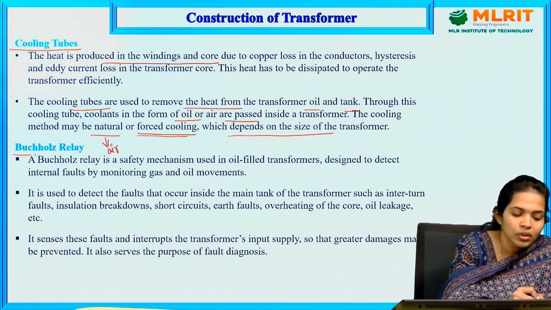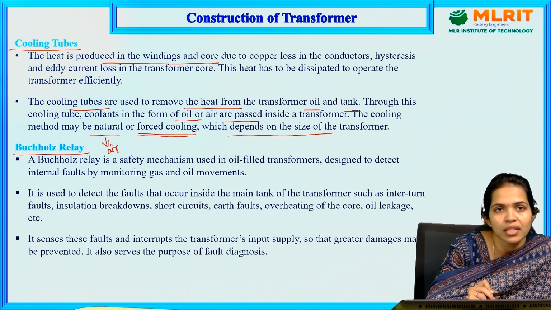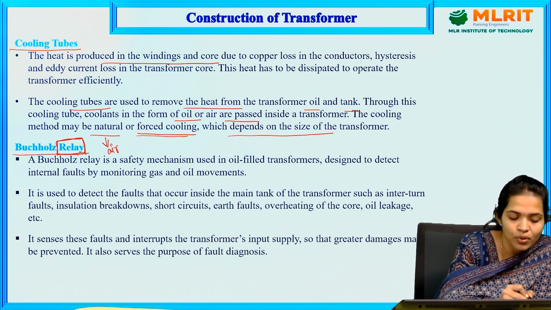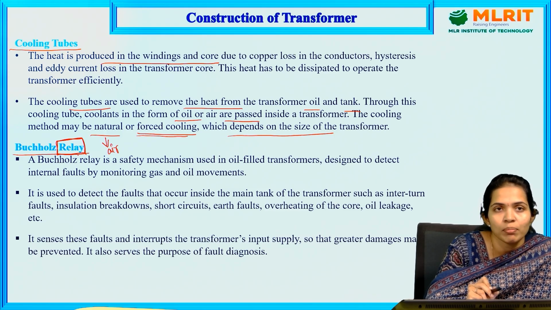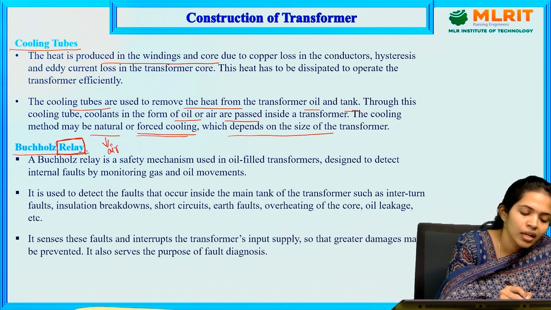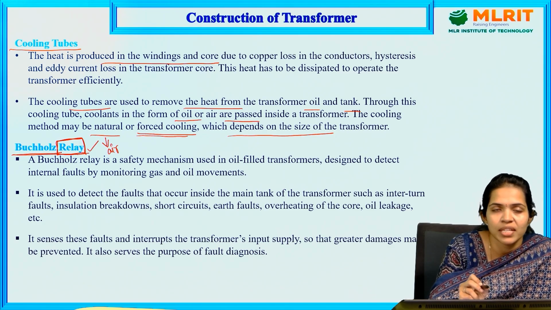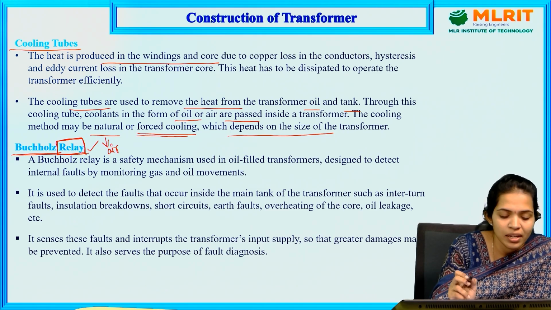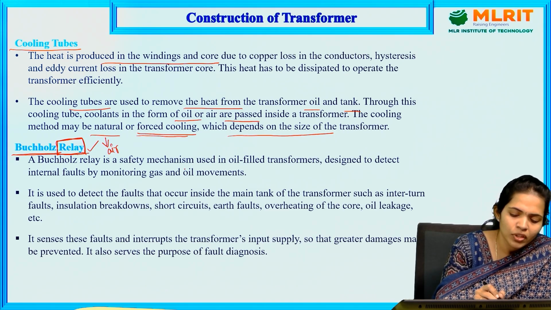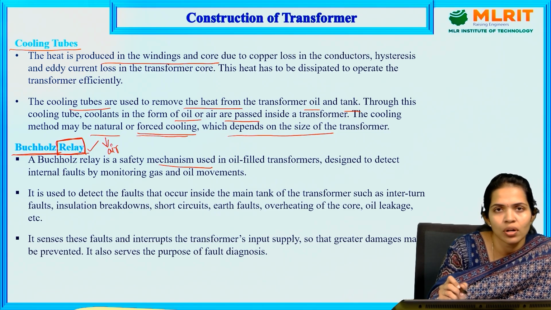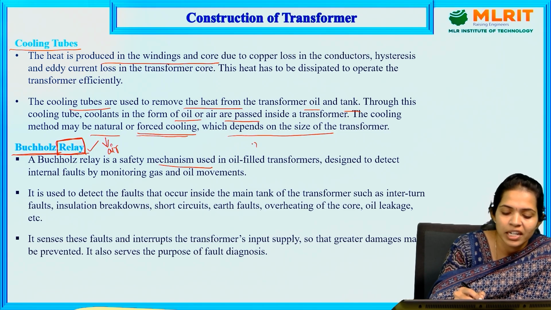And the Buchholz relay. In electrical terms, a relay is a protecting electrical equipment which disconnects the main circuit from the load circuit. In a transformer we see a Buchholz relay. The Buchholz relay is basically a gas actuated relay in the transformer. It is a safety mechanism in the transformer which, according to the rating of the transformer, can be a gas actuated relay or an oil actuated relay.